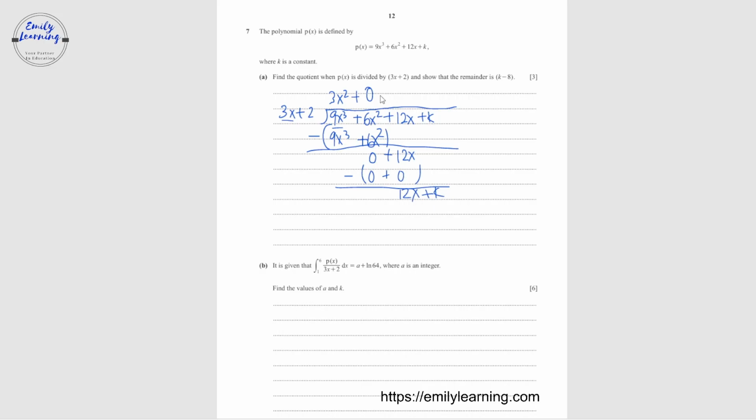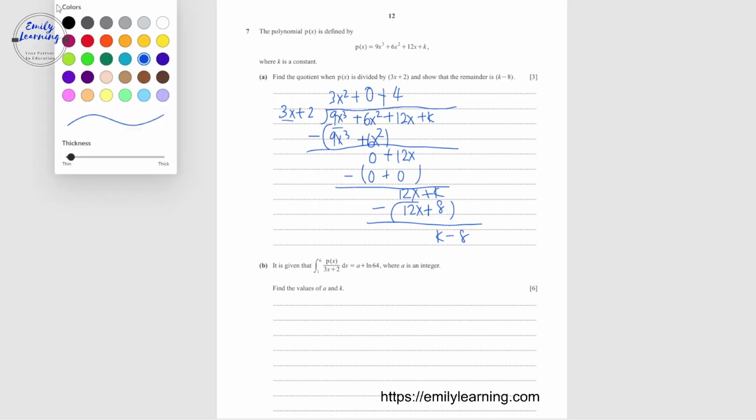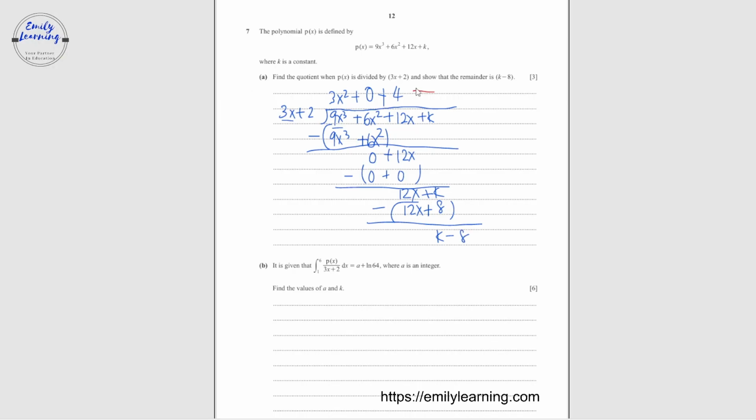Okay, so next, what times 3x will give me 12x? Well, it is 4, right? 4 times 3x will give me 12x. Then 4 times 2 will give me 8. Minus, it gives me k minus 8. So here, this is the quotient. And this is the remainder.